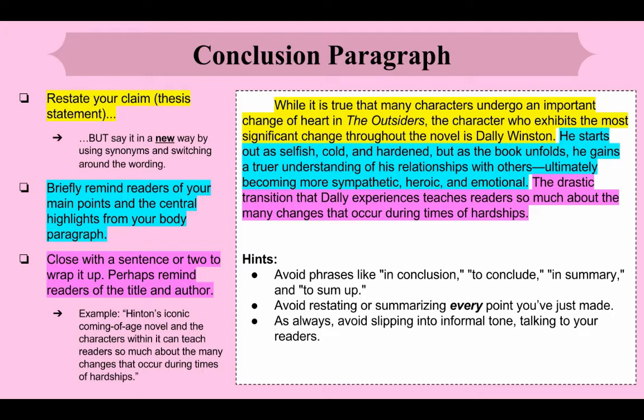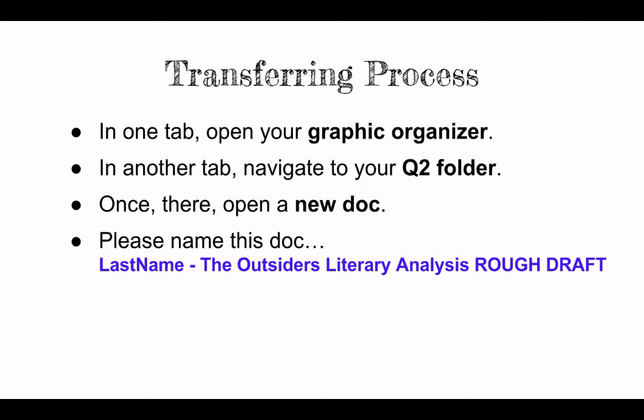Once your conclusion paragraph is done, then the next step is to begin transferring. Because what we've done right now is written all of our stuff in a Google presentation slide by slide, and that was just our graphic organizer. So we need to put that all onto a Word document now. So in one tab, open up your graphic organizer. In another tab, go to your Q2 folder and open a new doc. You're going to name this doc with your last name, and then it's going to say The Outsiders Literary Analysis Rough Draft. And rough draft can be in all caps.